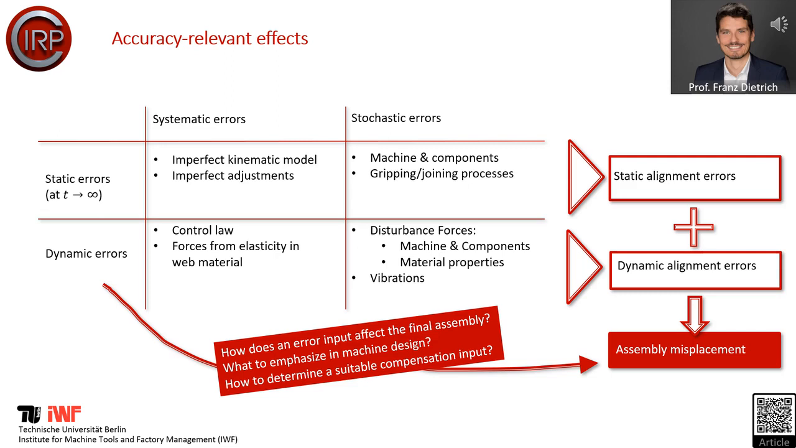Questions that arise are now: how does an error input affect the final assembly? What should be emphasized in the phase of the machine design, and how can, in a concrete assembly situation, a suitable compensation input be determined? In our work, we were mainly interested at first to find a method that helps us find ways to build the machine right the first time. So we needed a method that supported us during the phase of the concept and of the detailed design of the machine components we had to develop for ourselves.